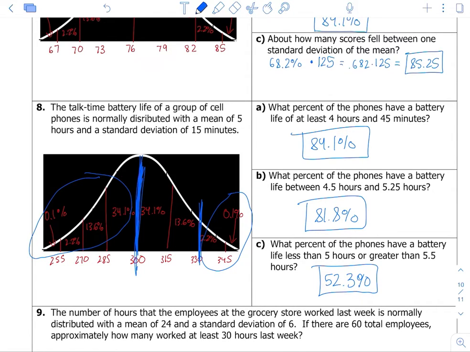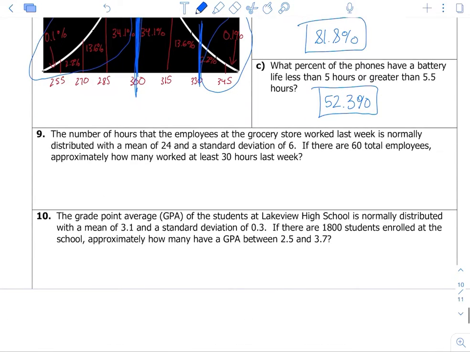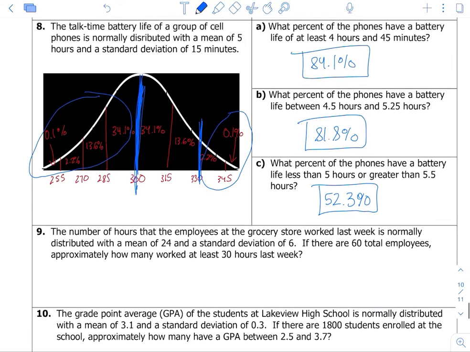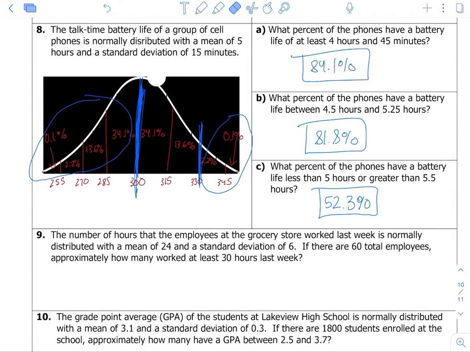Okay, now we go ahead and do 9 and 10. So 9 and 10 is just pretty much you not having the graph above, okay? But it's pretty much the same type of thing.